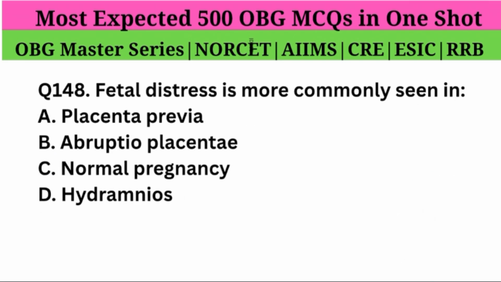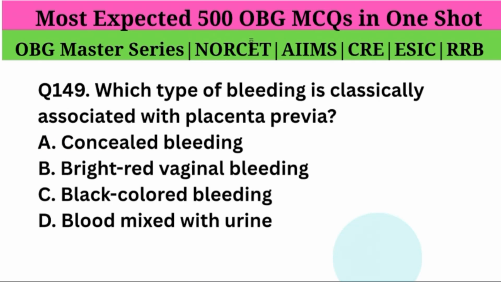Next question. Fetal distress is more commonly seen in. Your correct option is option B, abruptio placentae. Next question. Which type of bleeding is classically associated with placenta previa? Your correct option is option B, bright red vaginal bleeding.